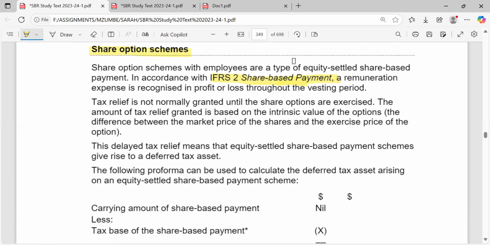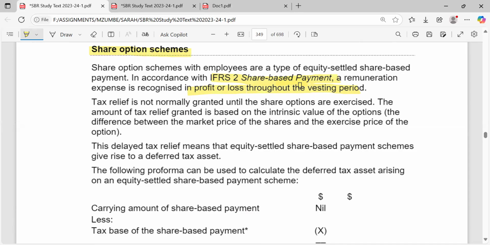Yes. So in accordance with IFRS 2 share-based payment, a remuneration expense is recognized in profit or loss through the vesting period. Remember then, we are recording the expense there in the income statement. By recording the expense, we reduce your profit. By reducing our profit, we reduce your net assets. You see, we reduce our net assets, right?